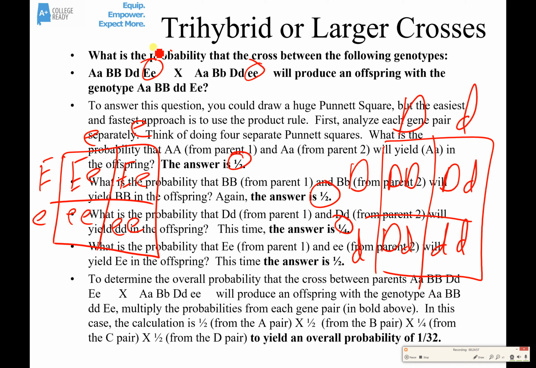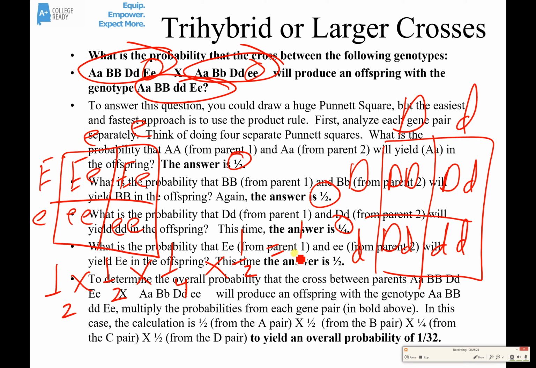So if we want to know the overall probability that this parent and this parent produce this offspring, we're going to multiply the probabilities from each gene pair. That's going to be 1/2 from the A's times 1/2 from the B's times 1/4 from the D's times 1/2 from the E's. What that gives us is 1 out of 32. That's the overall probability, again, that a parent with this genotype and a parent with this genotype will produce an offspring with that genotype. And again, that's just using the product rule.